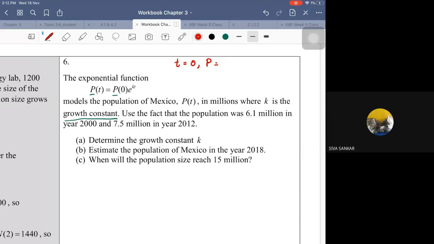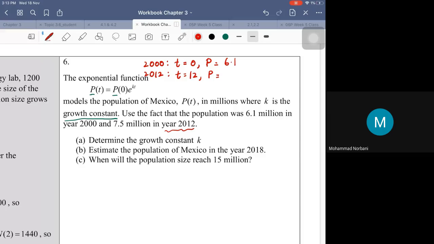6.1. Exactly. So we are going to assume that year 2000 is the beginning of the story, so that is going to be t equal 0. Okay. And it says over here in year 2012. So how many years has passed since then? 12 years, that's right. After 12 years, when t is equal 12, the population is now 7.5.